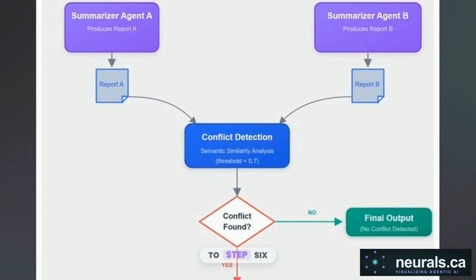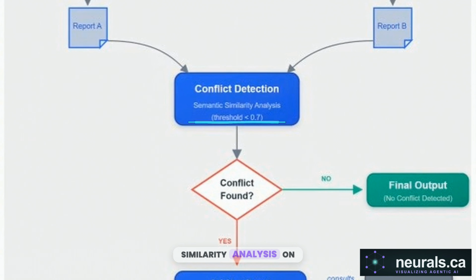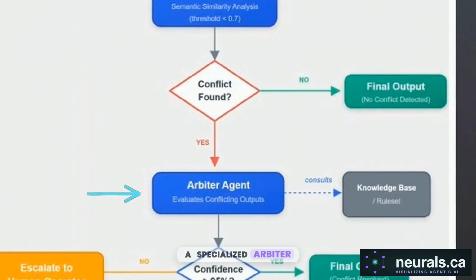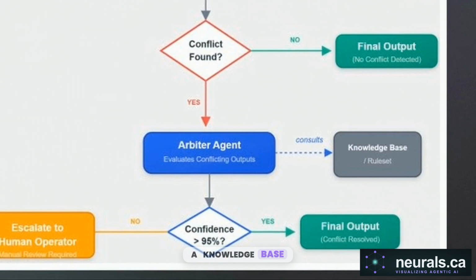This leads to Step 6. If the manager detects a discrepancy between findings, it triggers the conflict resolution mechanism. The system runs semantic similarity analysis on competing reports. If the score drops below 0.7, a conflict is formally flagged. Conflicting claims are routed to a specialized arbiter agent. It consults a knowledge base, evaluates competing data, and produces a proposed resolution with a calibrated confidence score.